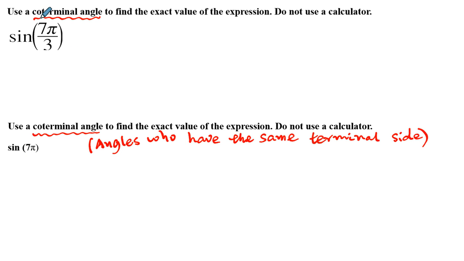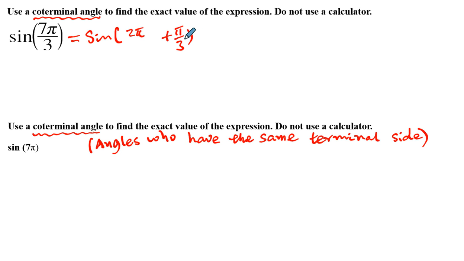What's the meaning for coterminal angle? Coterminal angles are the angles who have the same terminal side. Here we have 7 pi over 3. We know that 7 pi over 3 is 2 pi plus pi over 3.